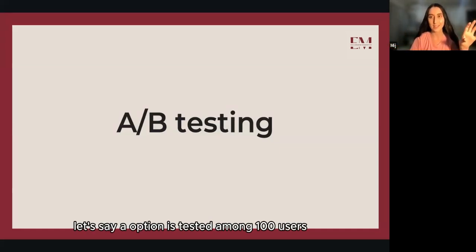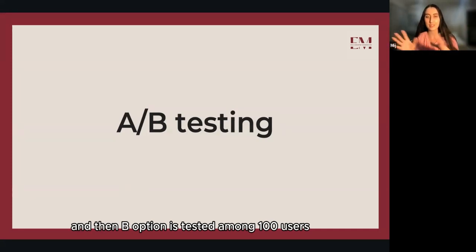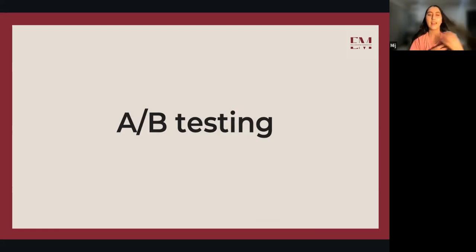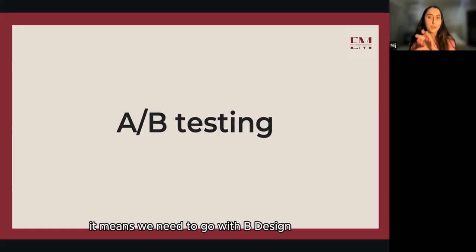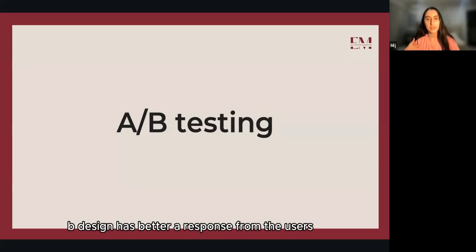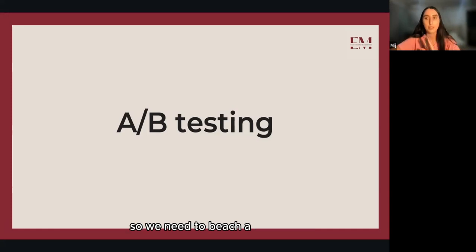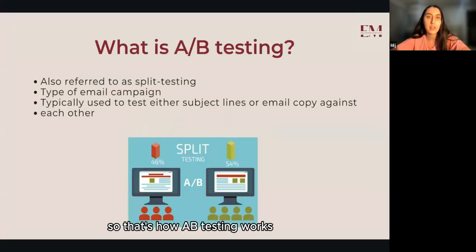So let's say option A is tested among 100 users, and option B is tested among 100 users, and they will see which design performs best, which has better conversions and response. Then they'll say, okay, it means we need to go with design B. Design B has a better response from the users, so we ditch A and finalize B. So that's how A/B testing works.